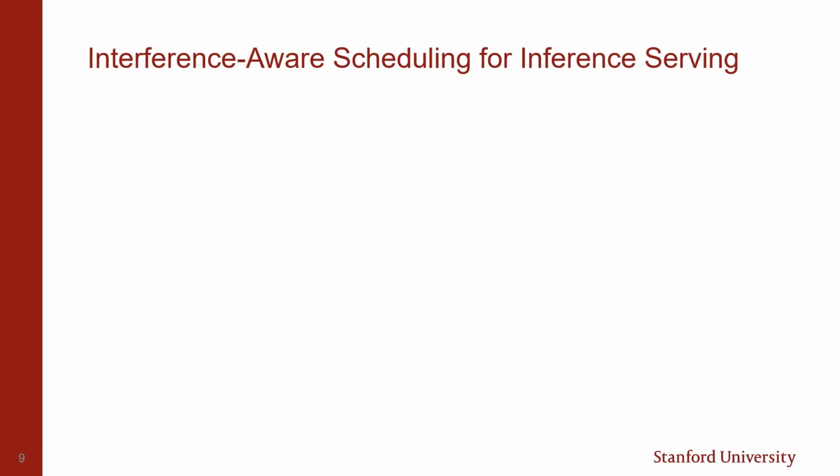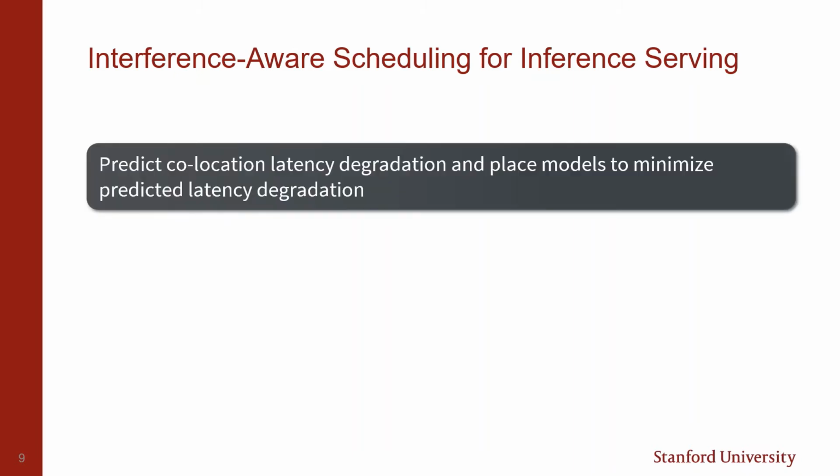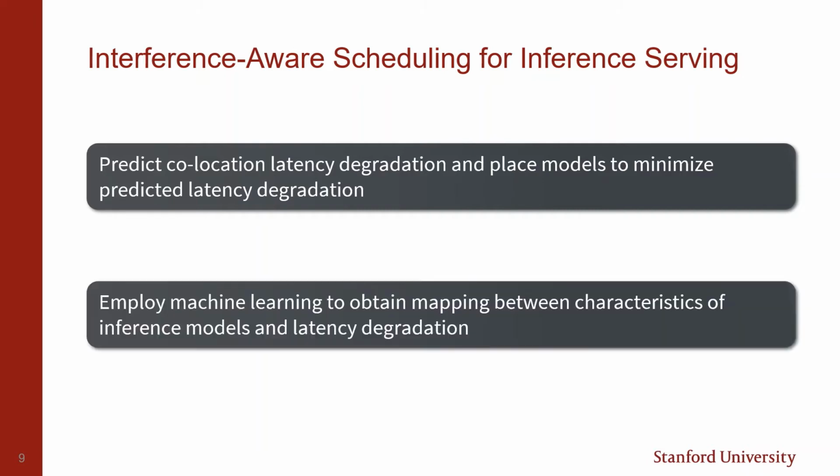So in this work, we propose an interference-aware scheduler that's suited for inference-serving workloads. Specifically, we propose developing a predictor for collocation latency degradation and then developing a scheduler that leverages this predictor to place models in a way that minimizes the predicted latency degradation. To develop the collocation latency degradation predictor, we propose employing machine learning methods to obtain a mapping between the characteristics of inference models and latency degradation.